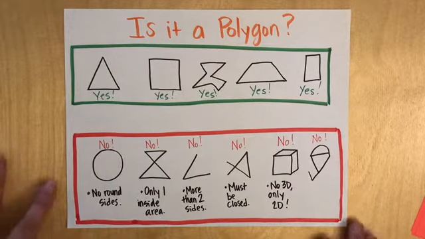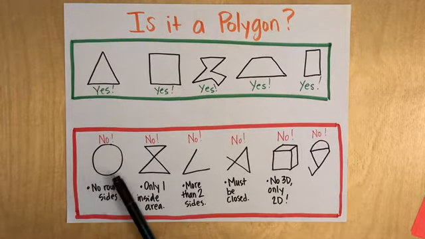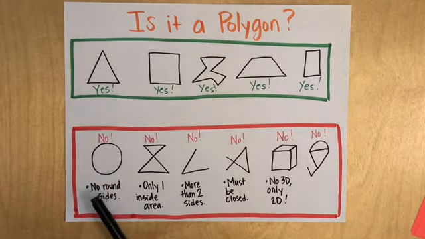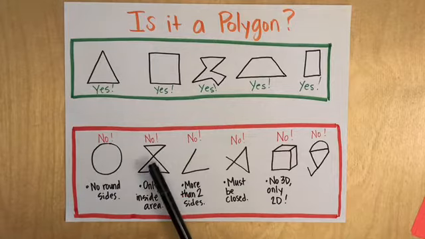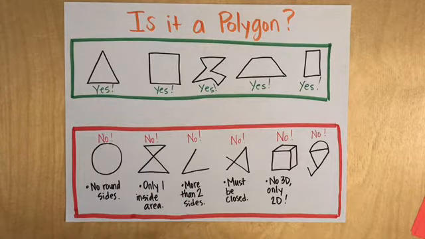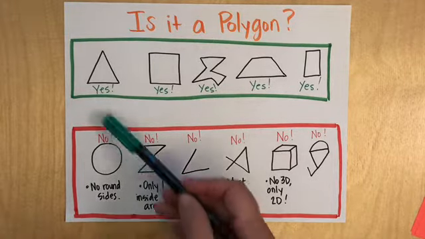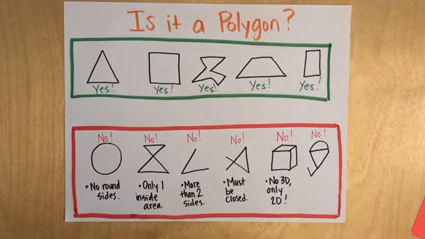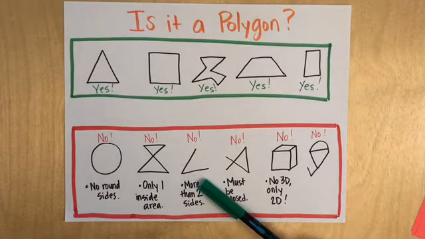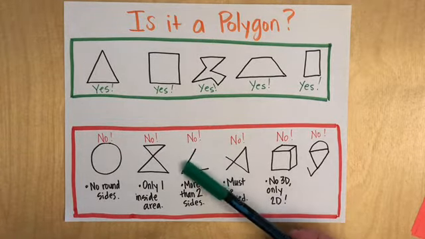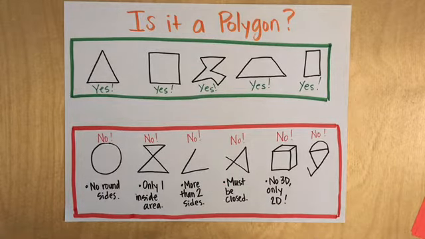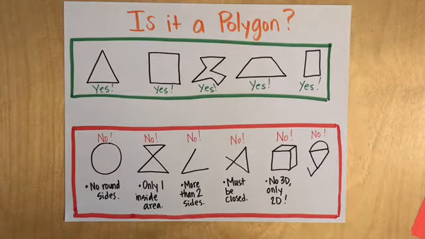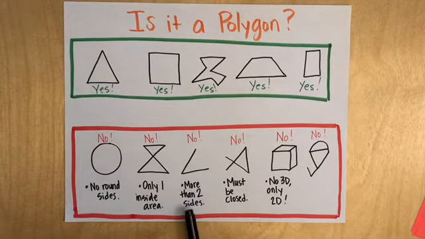Now these are not polygons down here. If you have any round edges, you cannot be a polygon. So a circle, not a polygon. If you have more than one inside area, you're not a polygon. A polygon, you're only allowed to have one inside area. This one has two, so that would not be one. You have to have more than two sides to be a polygon. So just an angle where the two lines come together, that would not be a polygon. It needs to have that third line to complete the triangle to be a polygon. So a polygon has to have more than two sides.